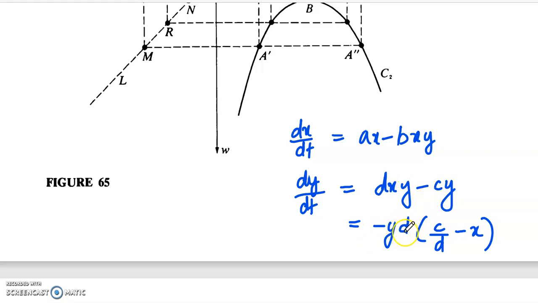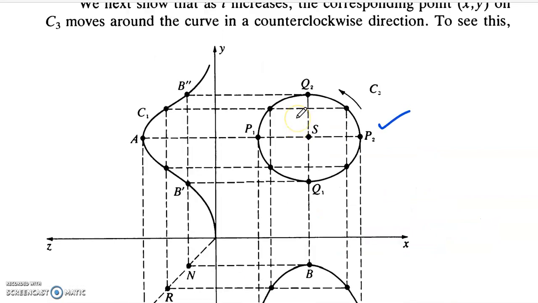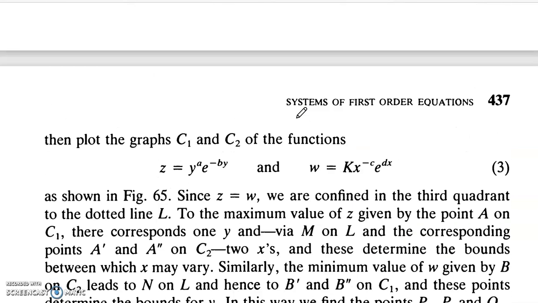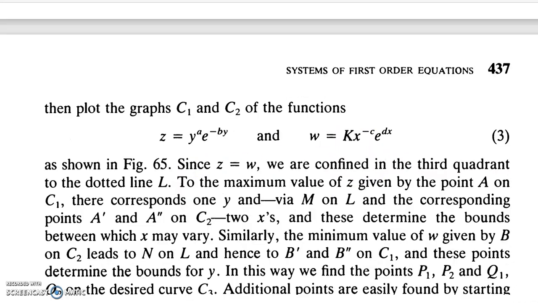So I can write it as minus y by d, taking yd outside, so we'll get c by d minus x. Here we have taken the functions z and w. So this is the value of z and this is the value of w.